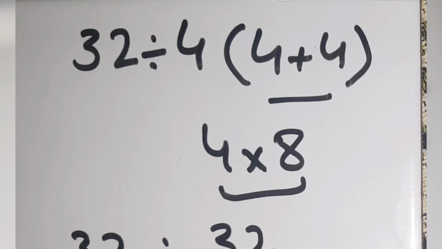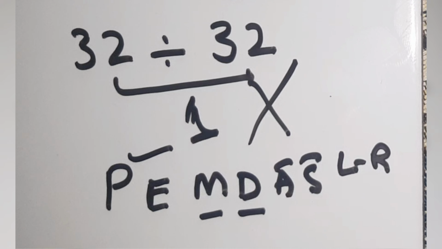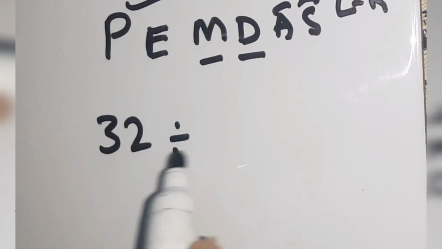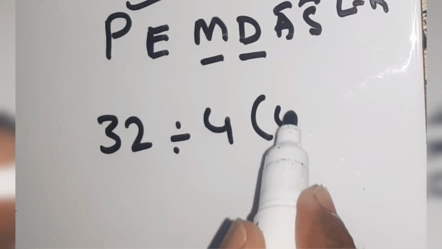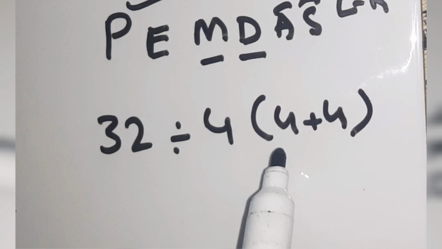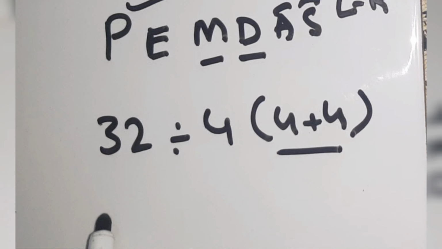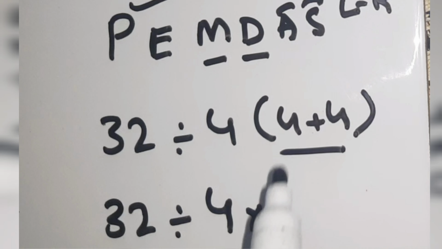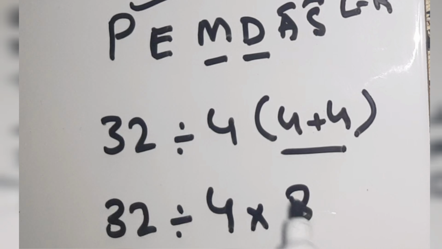So first we do parentheses. So here we do 32 divided by (4 plus 4). Now we know that first we do parentheses, so first we do 4 plus 4. In 32 divided by 4 times (4 plus 4), the 4 plus 4 gives us 8.